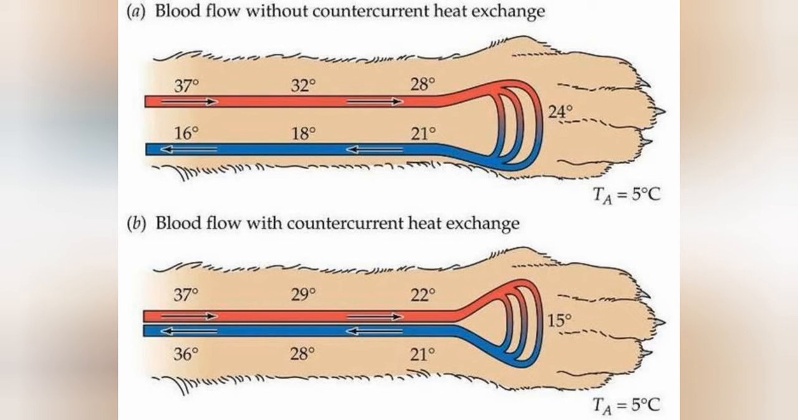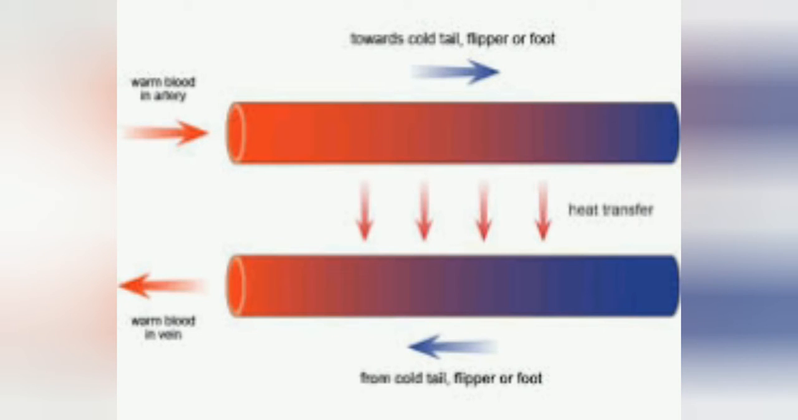Now, due to the proximity and the opposite flow directions, the heat from the warm, oxygenated blood coming from the body is able to warm up the cold blood leaving the feet as it travels back up to the heart. So this exchange of heat allows the Arctic fox to maintain its body heat, and it prevents its paws from getting frostbite.